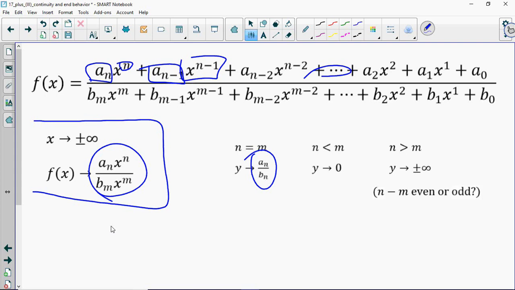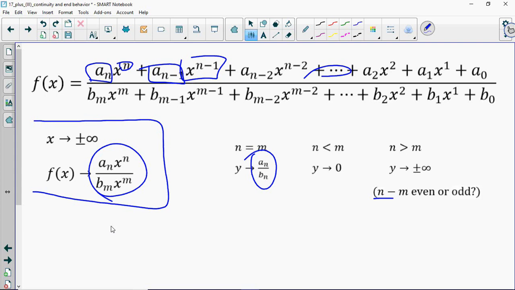If n is less than m, so the denominator has a higher degree than the numerator, then y is going to go to 0. And if n is greater than m, then y is going to be either plus or minus infinity. You definitely need to check to see whether you have an even or an odd power left over when you combine your terms in the numerator and the denominator by subtracting exponents.